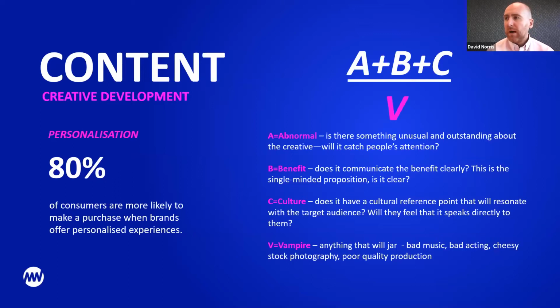And then finally, V, and I think this is what we call vampire. You have to watch out for the vampire. So vampires are anything that will jar. That can be bad music, bad acting in the videos that you're producing, cheesy stock photography, poor quality production. It doesn't hit home. And the reality is, in a competitive landscape, if you're not able to avoid those pitfalls, people are just going to not engage with you. They have got options. Learners have got options. We know that.